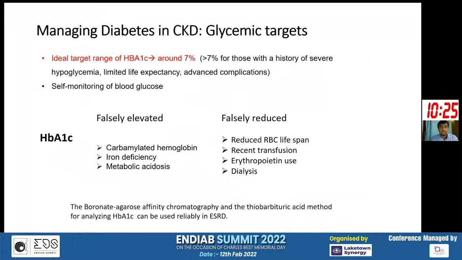So coming to managing diabetes in CKD, what should be the glycemic targets? The ideal target is around 7%. However, it should be relaxed if there is a history of severe hypoglycemia or limited life expectancy. Self-monitoring of blood glucose should be advised. And we have to keep in mind certain facts about HbA1c, because carbamylated hemoglobin, iron deficiency, and metabolic acidosis may cause falsely elevated HbA1c. So we should be very cautious while targeting HbA1c. For those patients, we have to rely more on self-monitoring of blood glucose and fasting and postprandial blood glucose.